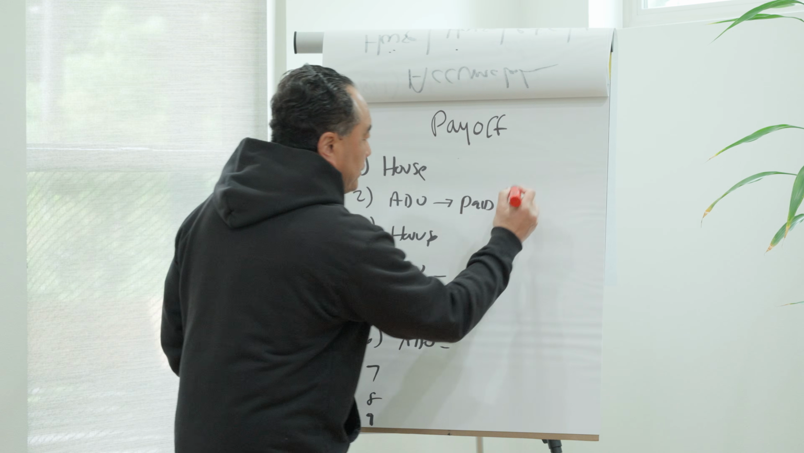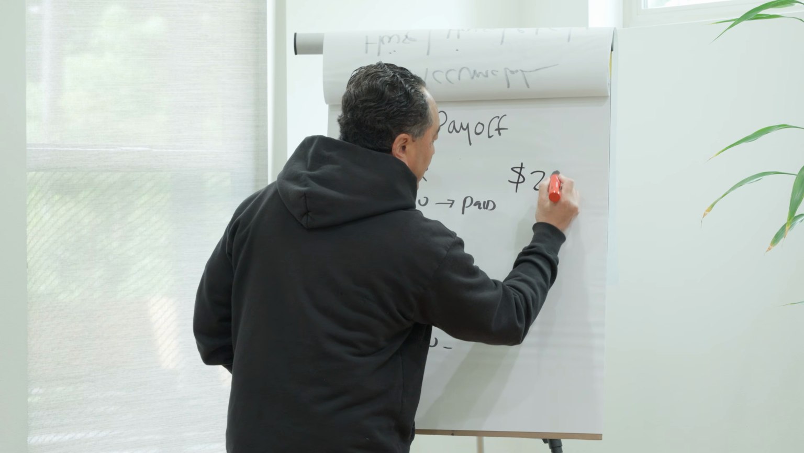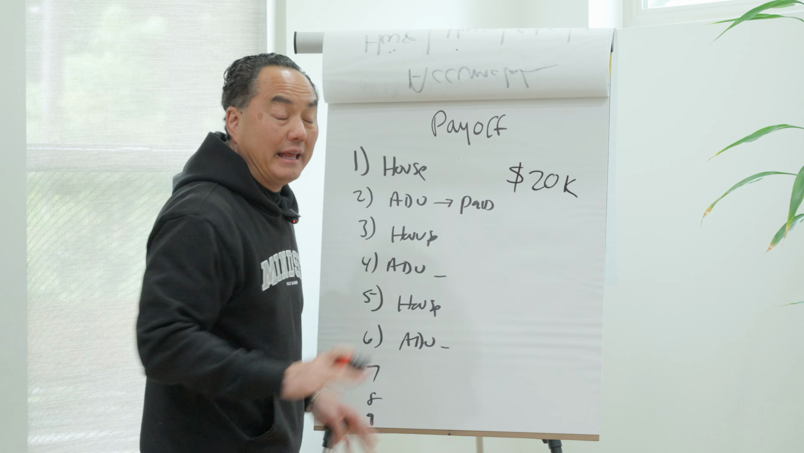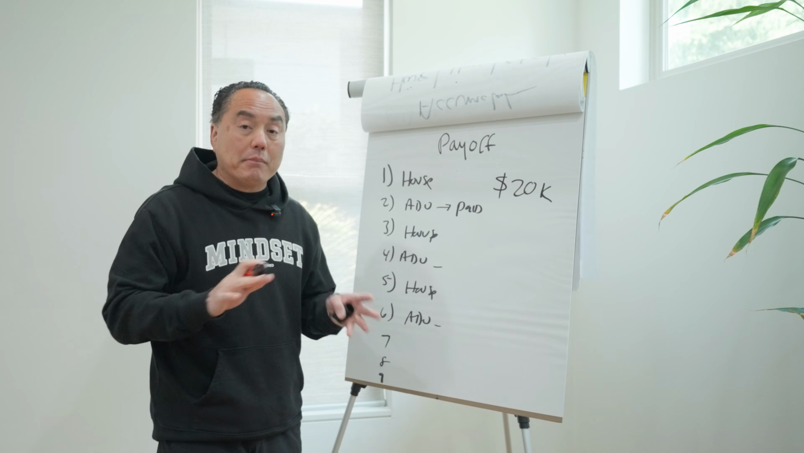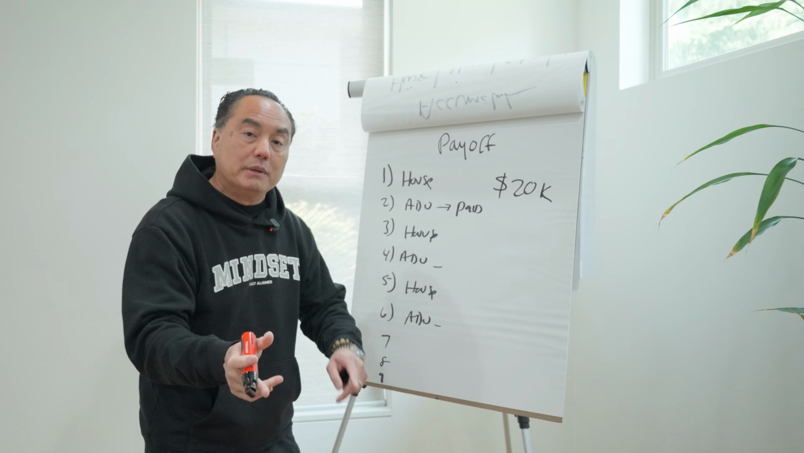By the time you're done, you're going to have all properties paid off, and then you have $20K a month for life. Now, once you get there, you want to reset. If you want to buy more, you can buy more from there. You can start the accumulation all over again.